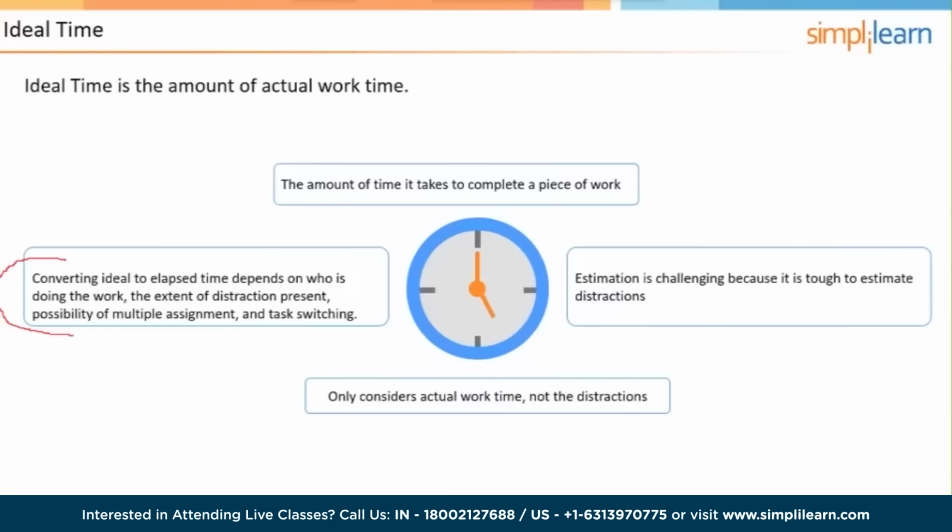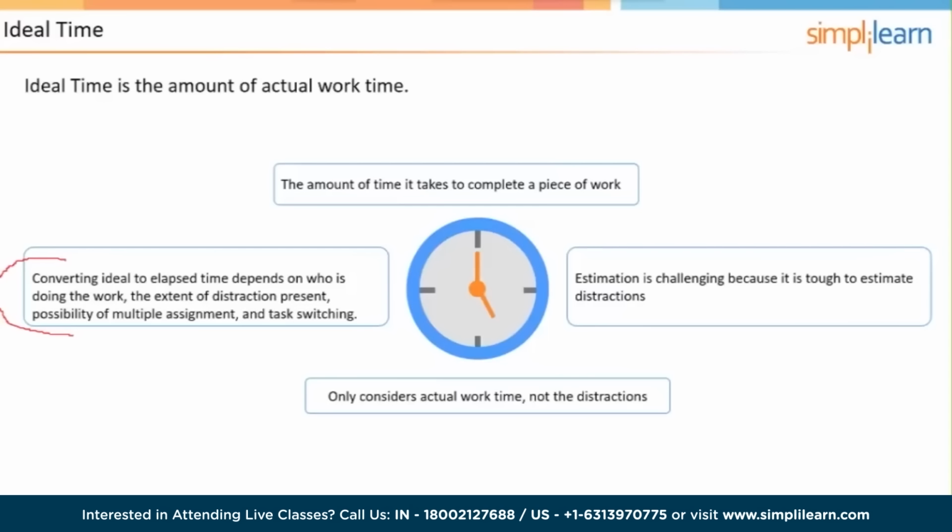Now, we don't convert it to elapsed time at the user story level, but we do convert it to elapsed time when we are dealing at the task level. And what that looks like is, for each team member, you're going to have to do it separately because some team members have more distractions than others. Some might have other duties that pull them away.